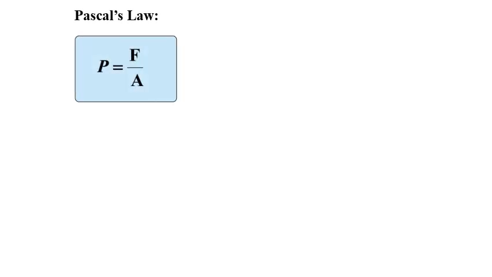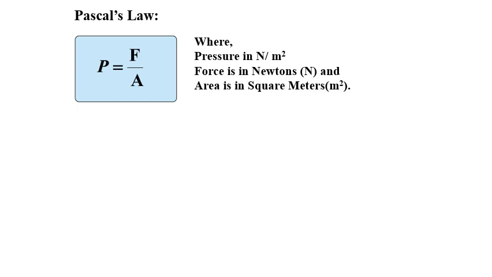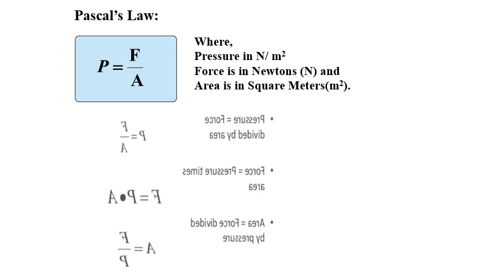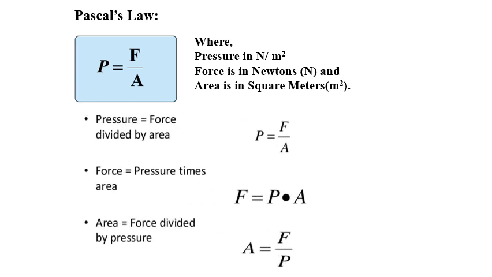Pascal's law equation or formula: P equal to F by A. P is pressure, F is force, A is area. Pressure is in Newton per meter square, force in newtons, area in square meters. And this is the relationship between pressure, force and area.